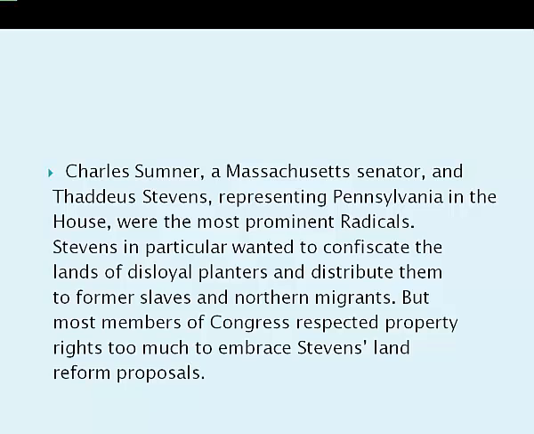Charles Sumner, a Massachusetts senator, and Thaddeus Stevens, representing Pennsylvania in the House, were the most prominent radicals. Oh, I didn't realize I had that in there twice. I must have considered it important to put it in there twice.